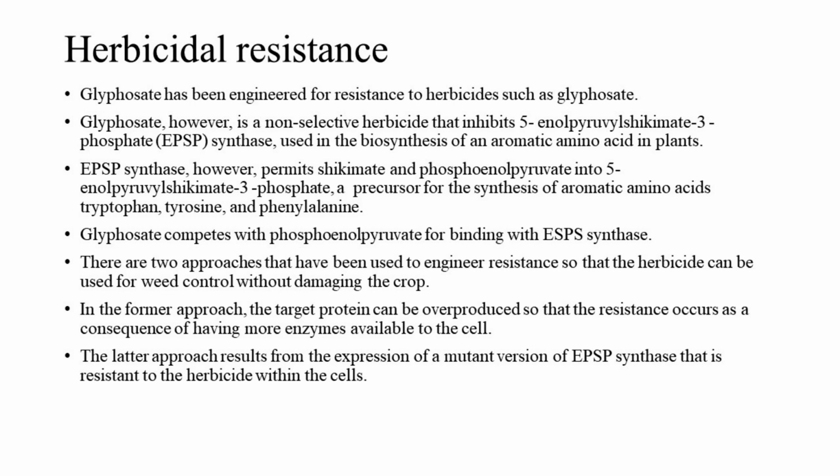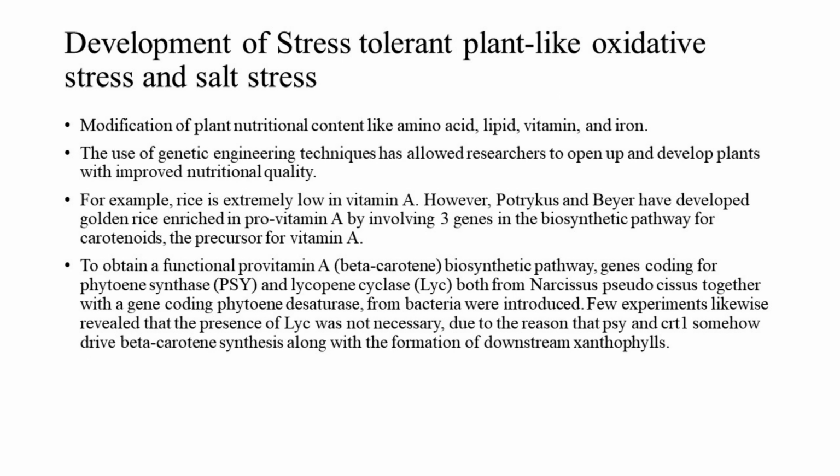Development of stress-tolerant plants, like oxidative stress and salt stress. Modification of plant nutritional content like amino acid, lipid, vitamin, and iron. The use of genetic engineering techniques has allowed researchers to open up and develop plants with improved nutritional quality. For example, rice is extremely low in vitamin A. However, Potrykus and Beyer have developed golden rice enriched in provitamin A by involving 3 genes in the biosynthetic pathway for carotenoids, the precursor for vitamin A.